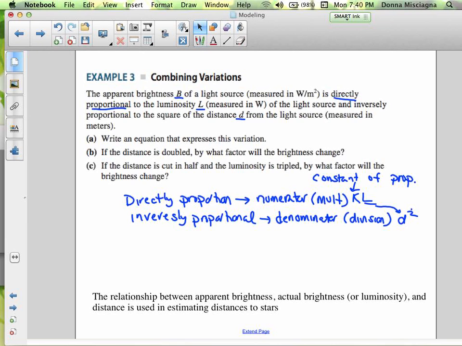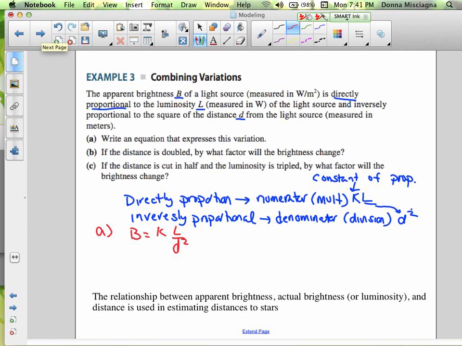All right, so now let's write the equation for A here. So that means B is K times, directly proportional, so L is in the numerator and D squared is in the denominator. And that's it to writing the equation. So just putting things in the right place.